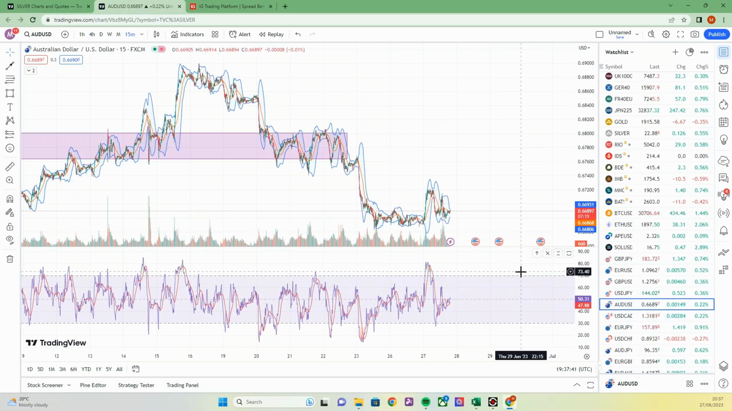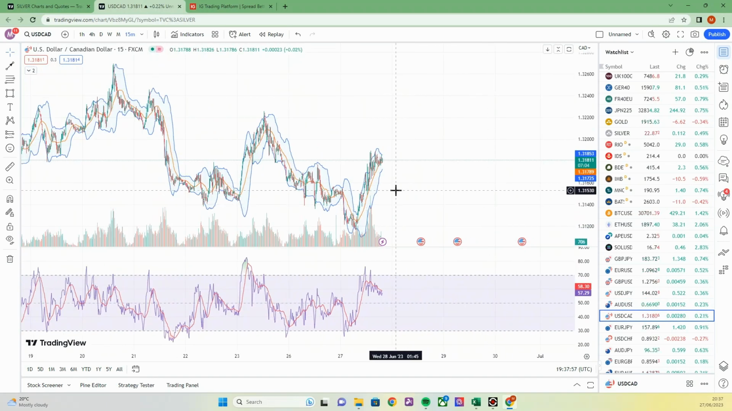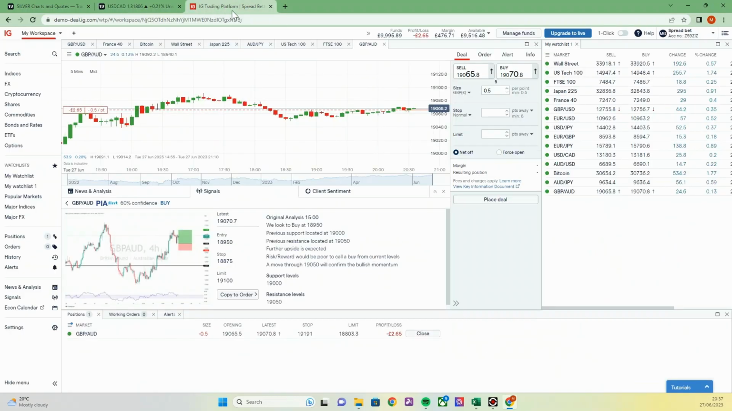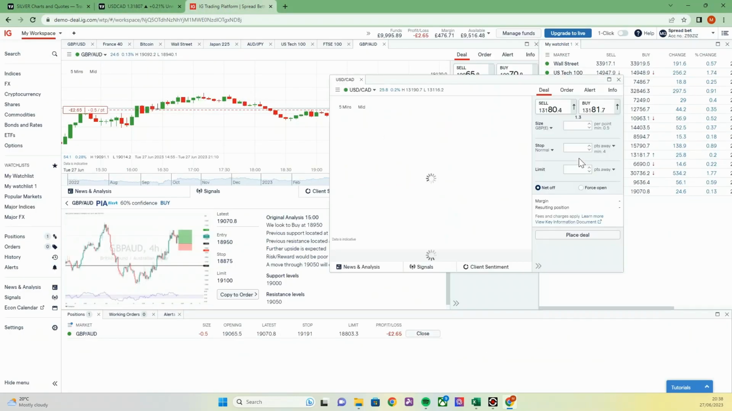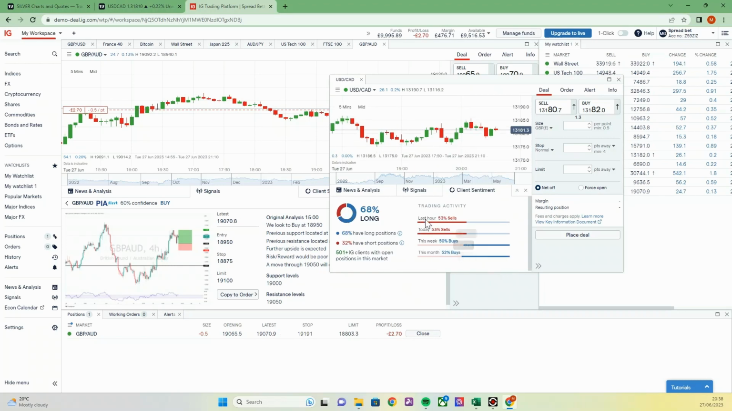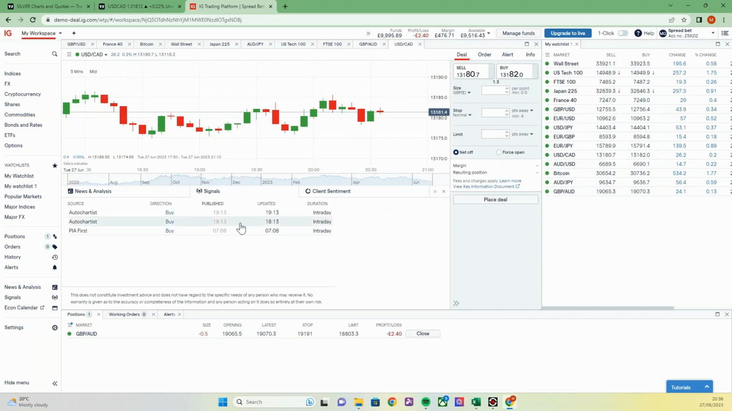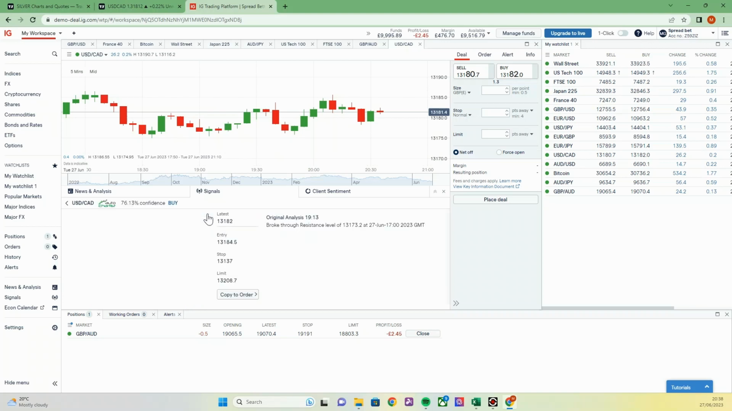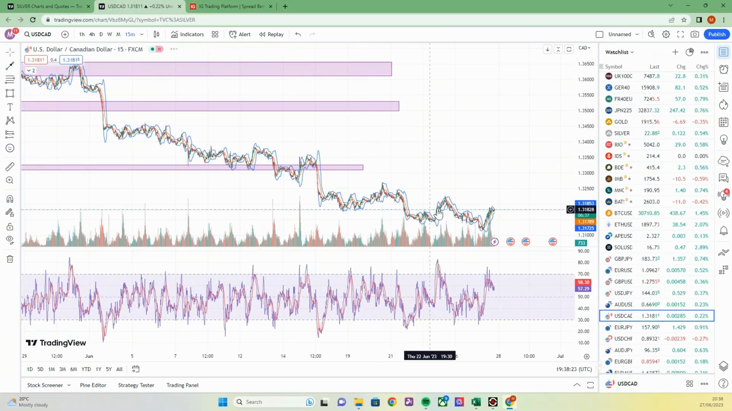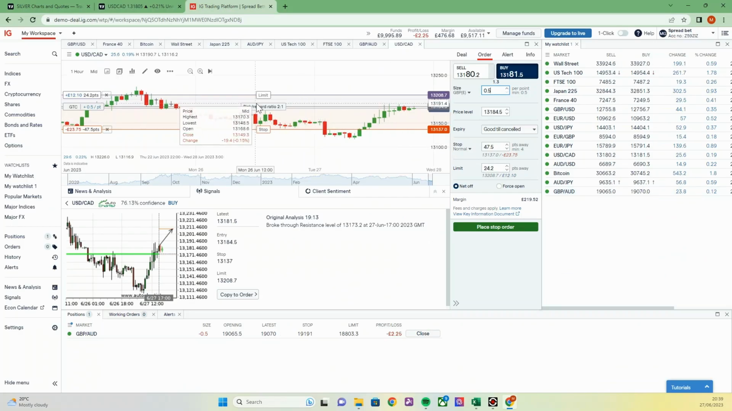Australian dollar, US dollar. Australian dollar, Canadian dollar. It's going to sell, 68% long. Okay. Again, buy, buy, buy. Why is that? Intraday, I reckon. So I don't like to look at that because the stop ratio is 2 to 1. Risking 2 for 1 reward. Don't like to look at that.